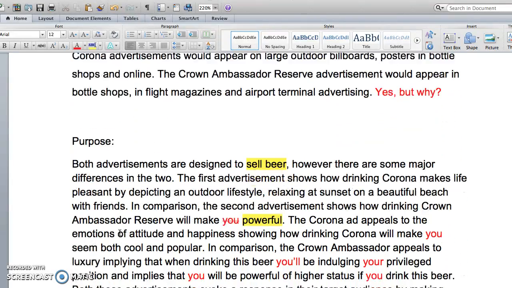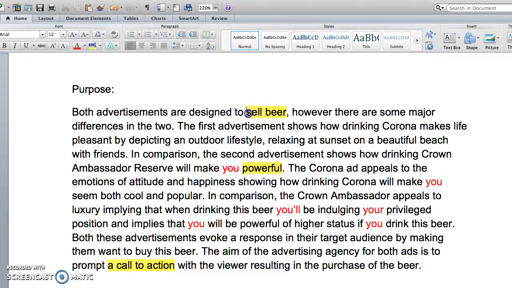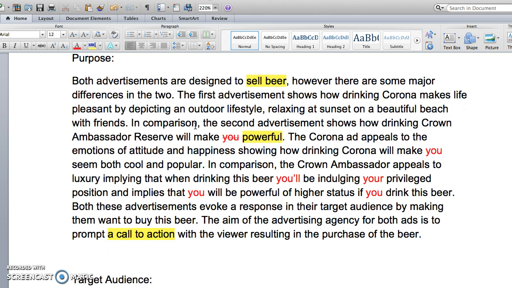Okay, so moving on to purpose. Well, they're not designed to sell beer. They're designed to sell their specific product. And again, remember, if you look back at the PowerPoint on advertising, the purpose of advertising is to appeal to a desire or value in their target audience in order to make the audience remember that product through creating an emotional connection and therefore create the desire to buy the product. So I think that's kind of what you need to address.